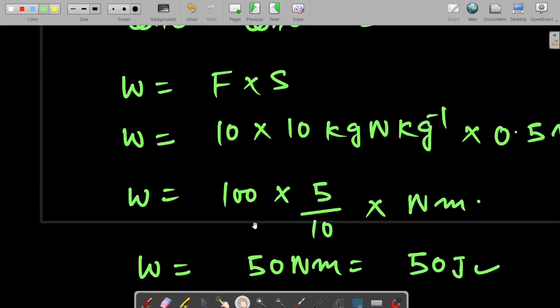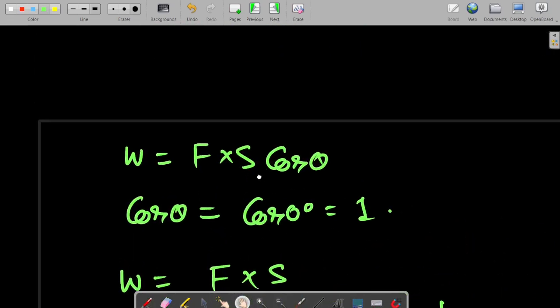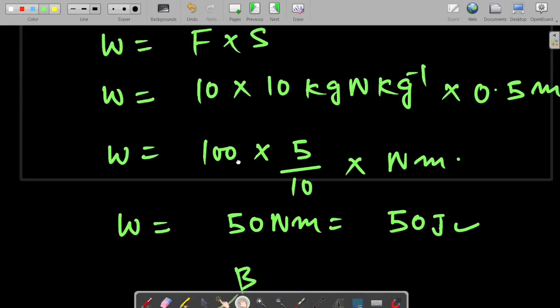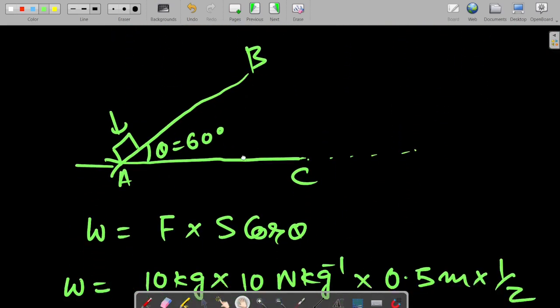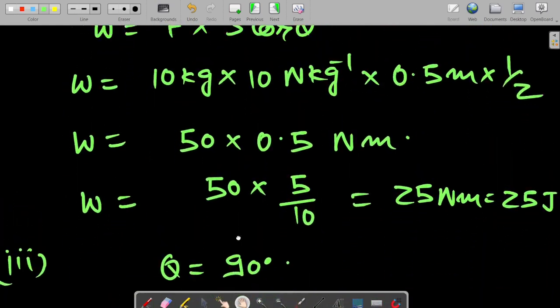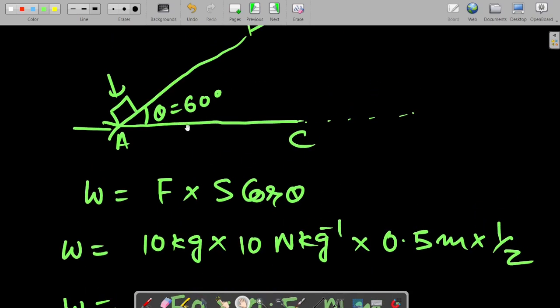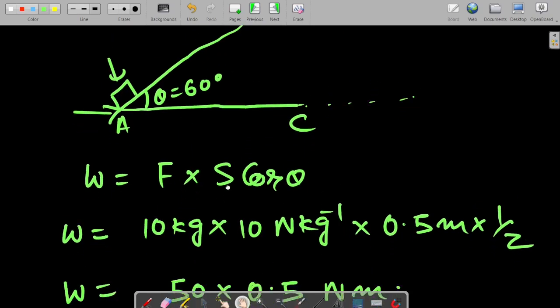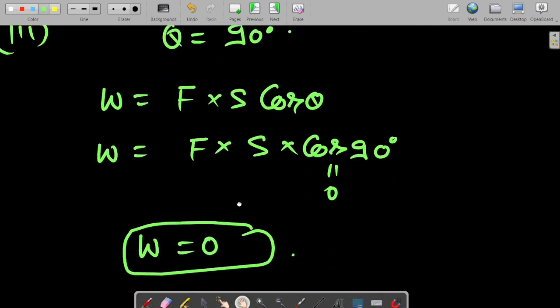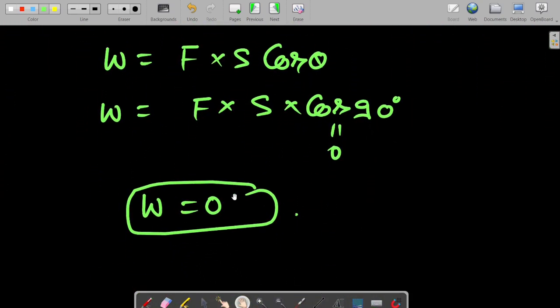If you see the first part, the magnitude of work is greater because displacement is in the direction of force, and in the second part, the magnitude of work decreases because in the second part we have taken the component of displacement in the direction of force, and in the third part your total work is zero because displacement is normal to the direction of force.